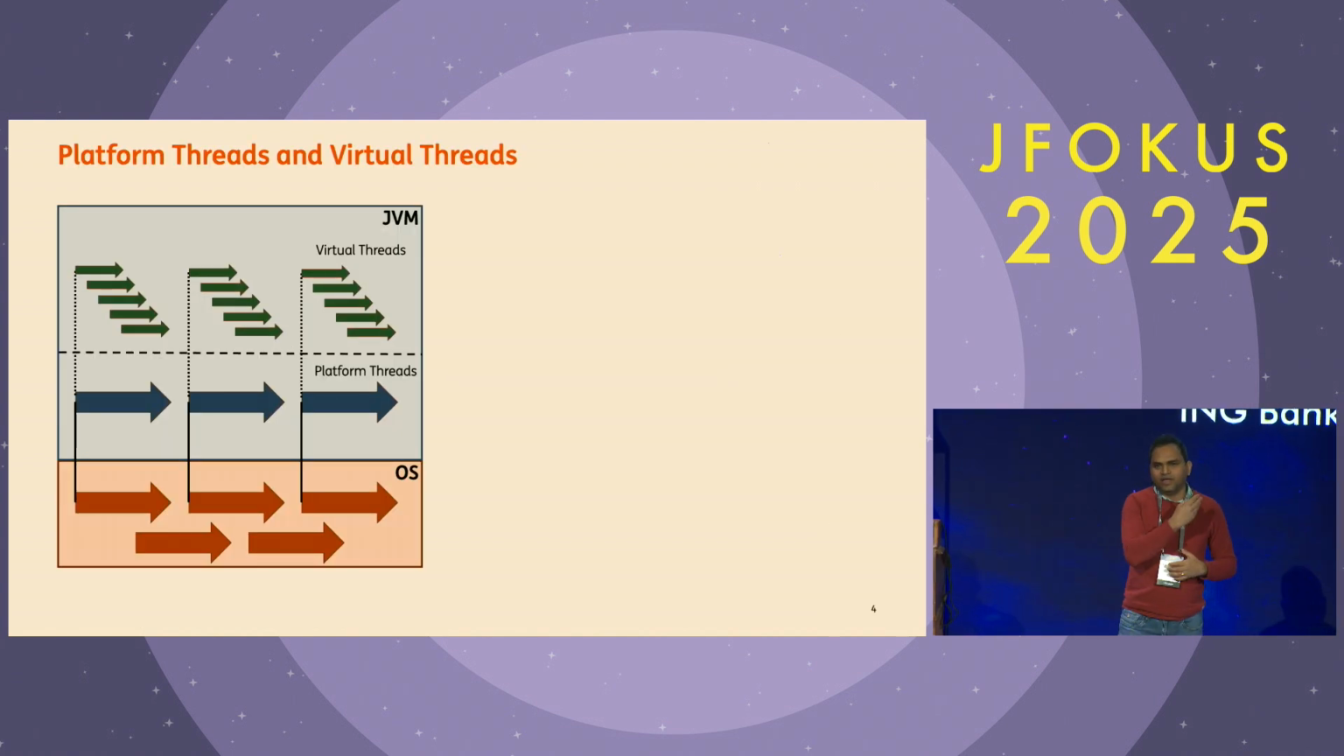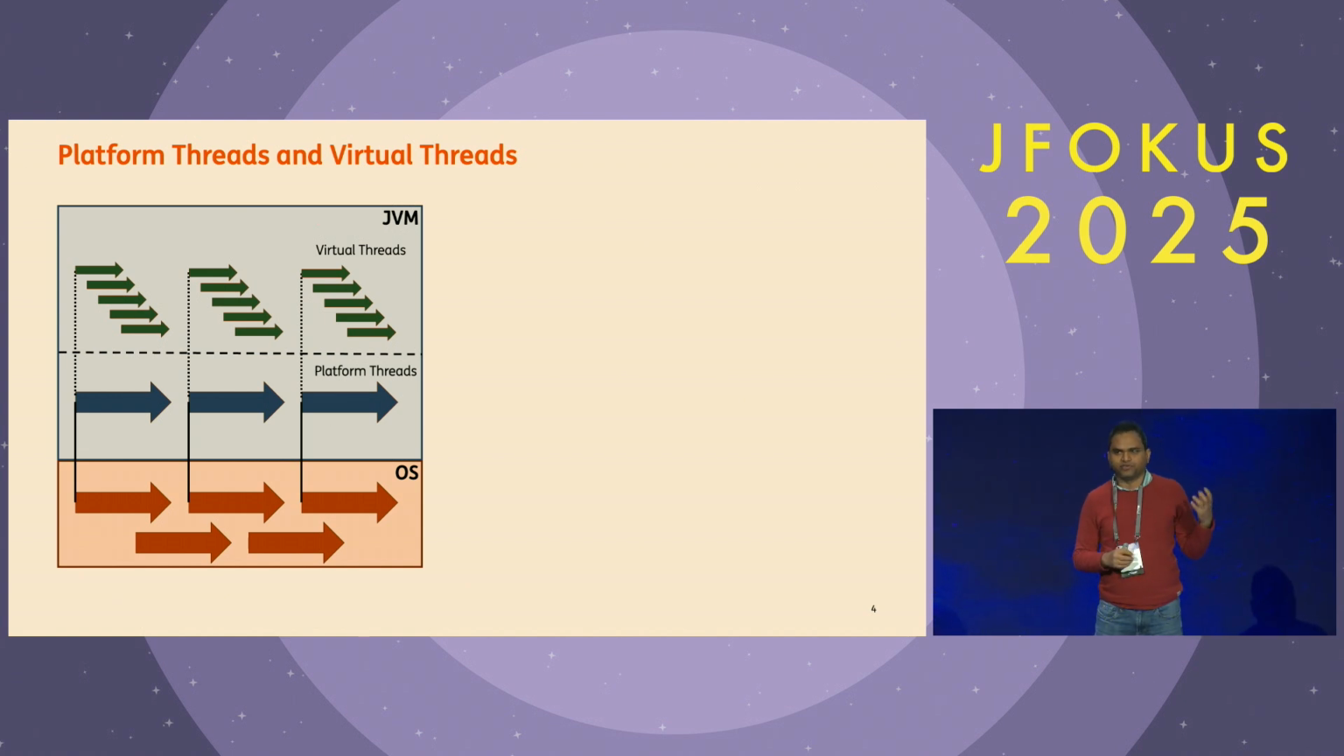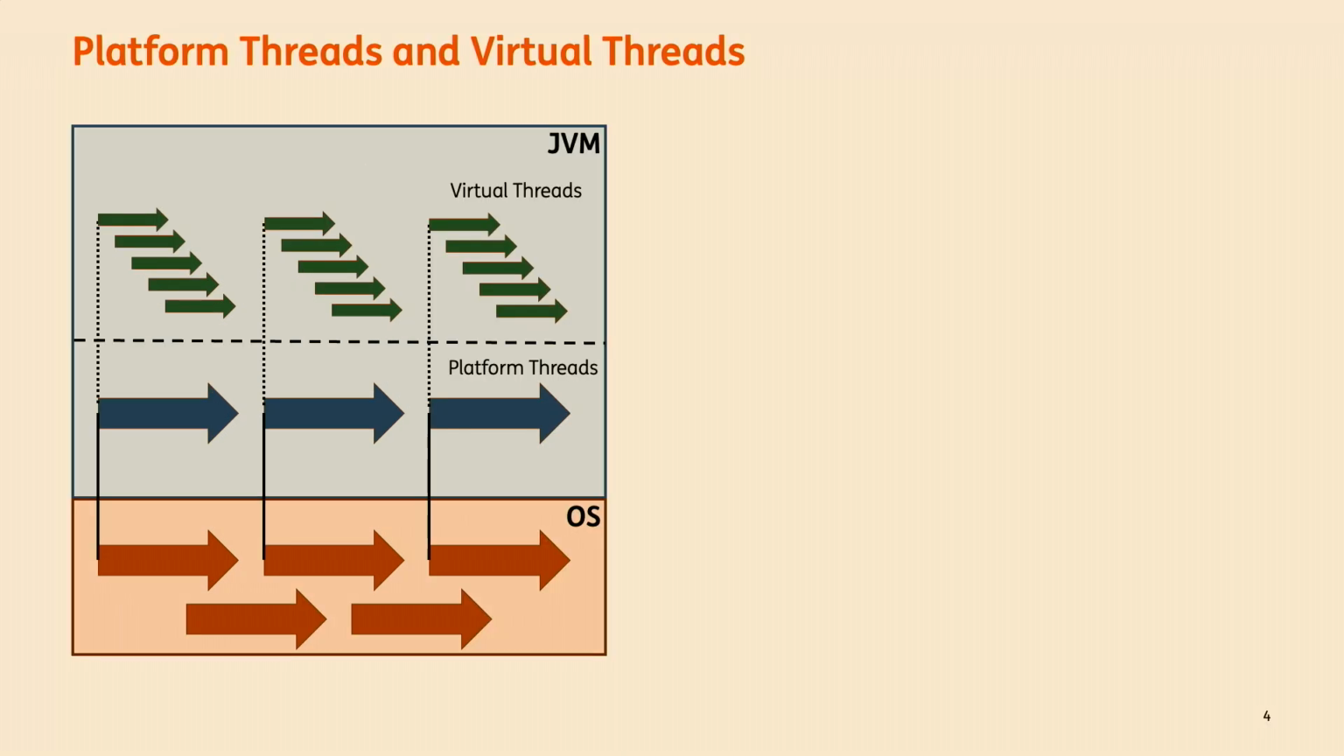Now, what we see here in this picture is an instance of JVM, which is running on some operating system. The JVM has a lot of virtual threads, but also some platform threads, and the OS has some operating system threads. So let me grab some water.